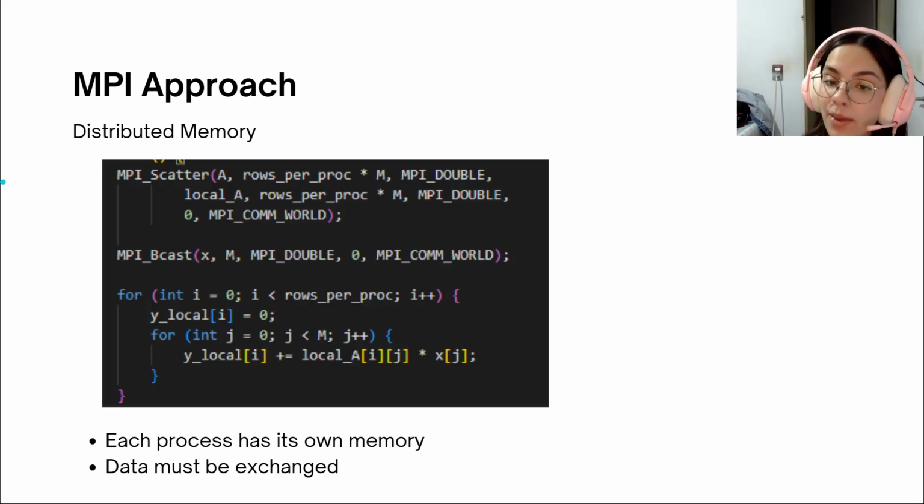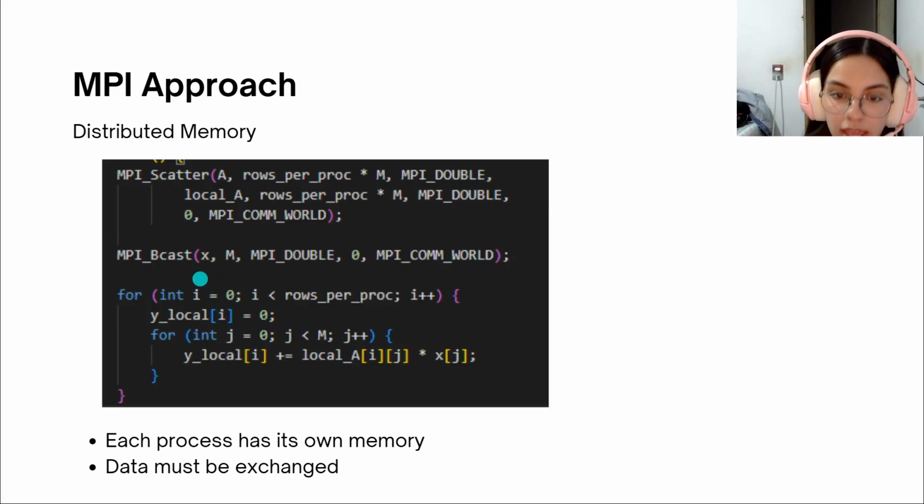Now, the MPI approach. In MPI, we use a distributed memory model. Each process has its own local memory, so data must be explicitly exchanged between processes. For matrix vector multiplication, we typically divide the matrix rows among processes and then distribute the vector so that each process can perform its computation.